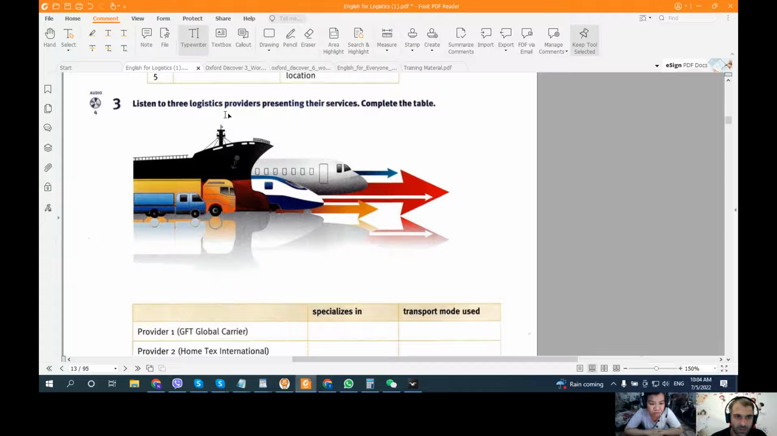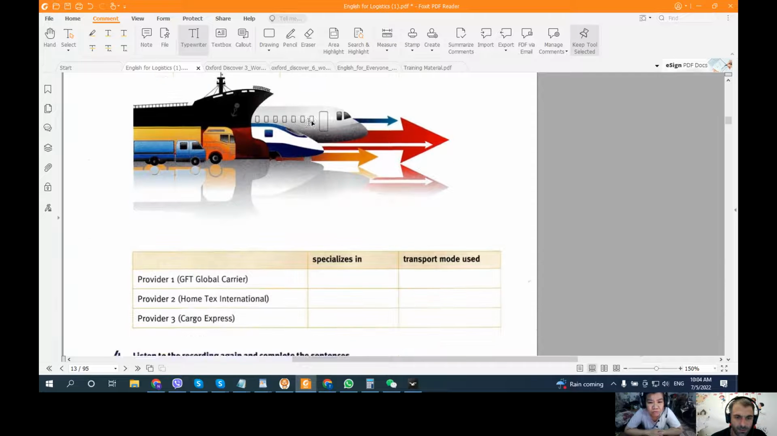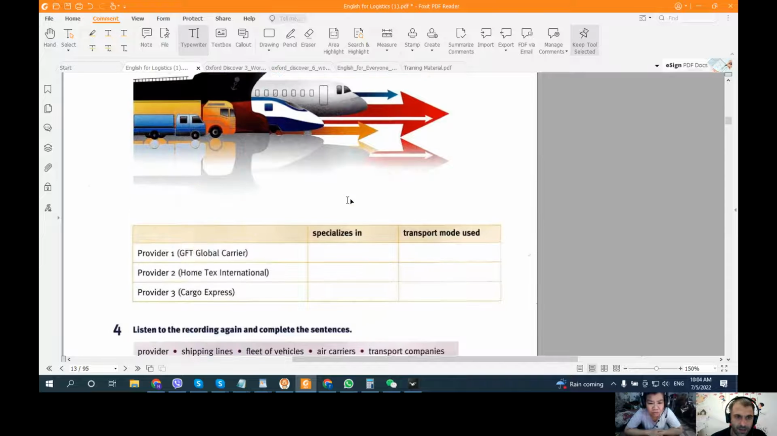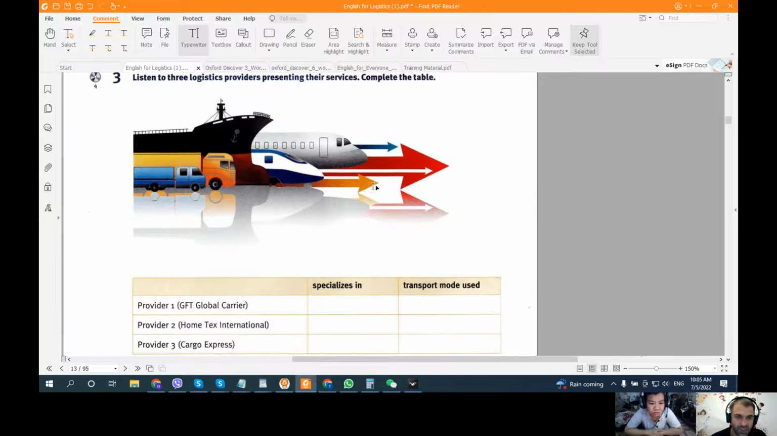Now listen to 3 logistic providers. Okay, complete the table. So we have special transportation here. What transportation can you see here in this picture? Can you please tell me what type of transportation can you see? Air, road, rail. Railroad. Okay, and sea. Okay, very nice.